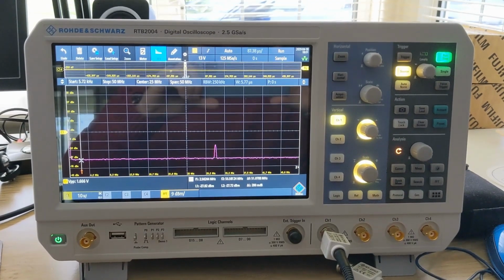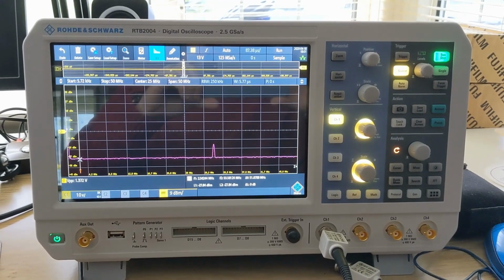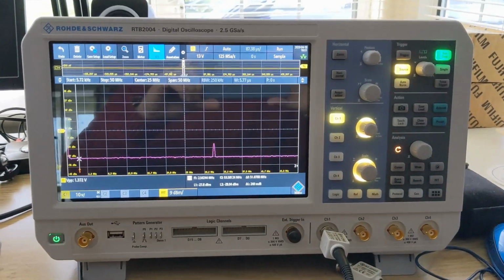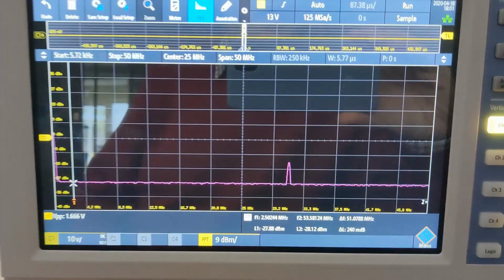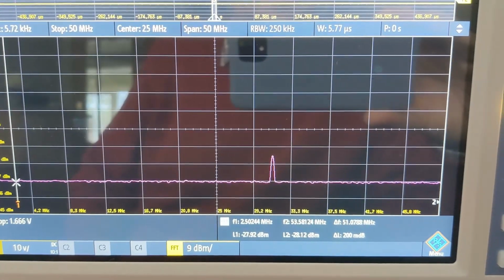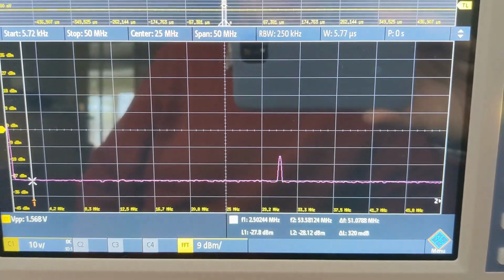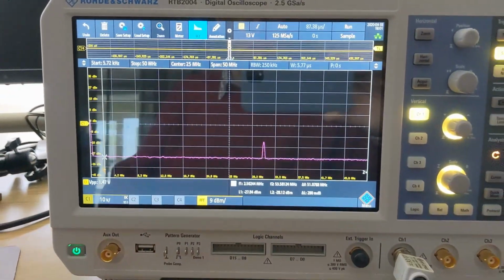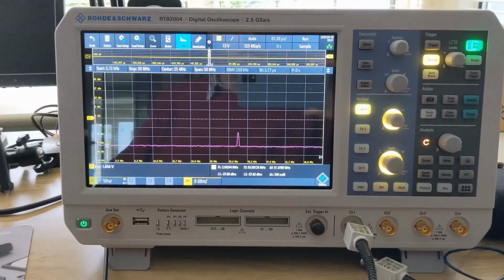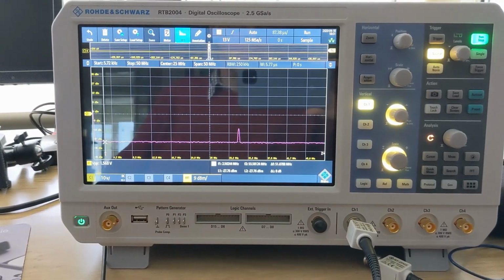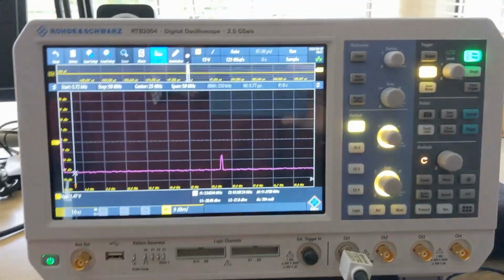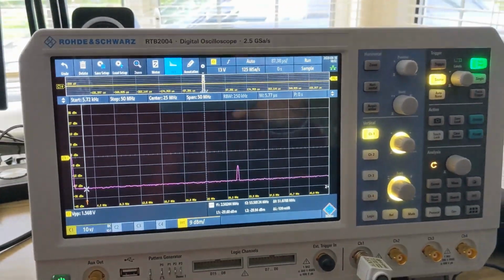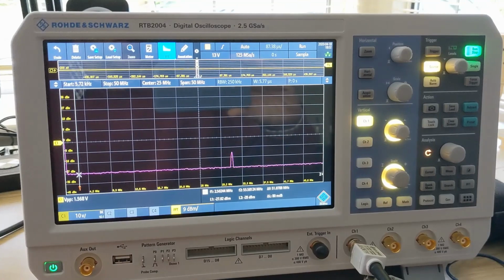So let's have a look at what the Tesla coil's output is like in the frequency domain using the FFT function of the oscilloscope. I have got a bit of a peak here around 32 megahertz, which is present just in the background situation with the Tesla coil switched off. I've no idea where that's coming from. But anyway, let's see what happens when we switch the Tesla coil on and pick up the radiated signal using the oscilloscope.